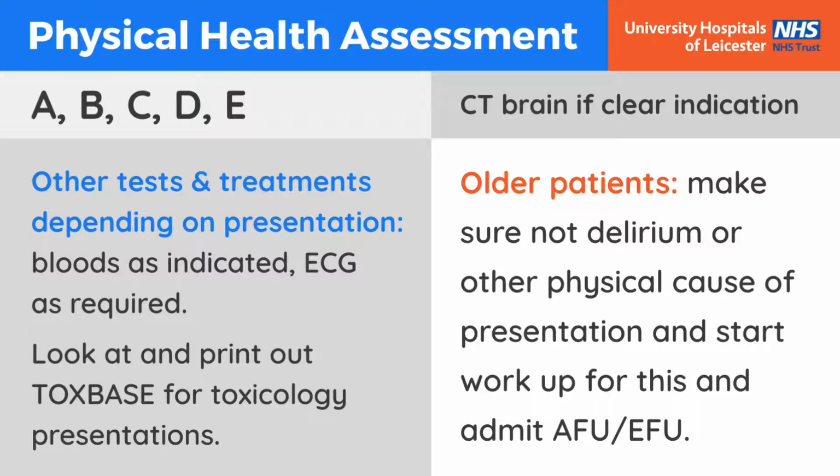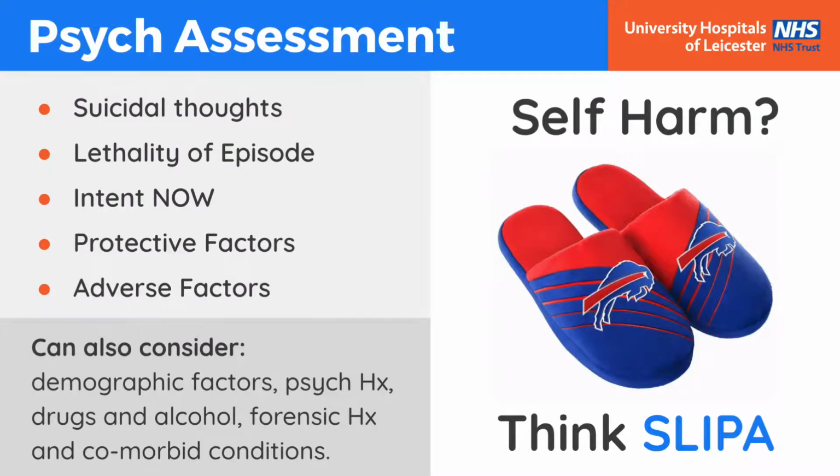And older patients with mental health conditions quite often need ongoing combined care, and the best place for this is usually with our geriatrician colleagues, and consider admission to AFU, EFU. Once you've gone through the physical health aspects, you may want to go back and do a further psychiatric assessment. It may help if the patient has self-harm to think of SLIPPERS.